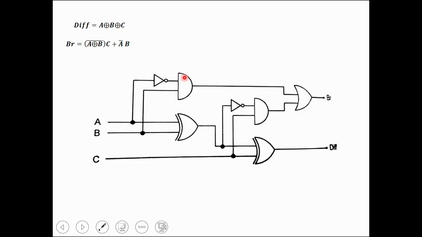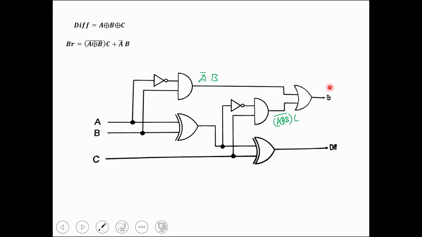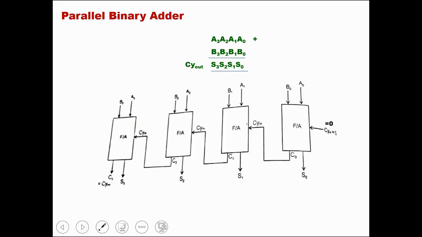For borrow, we have to get A XOR B bar into C plus A bar B. So the first AND gate, we give the input from A and B. A is given to the NOT gate. Output of the NOT gate is given to the AND gate. So here we are getting A bar B. In the second AND gate, we are getting A XOR B into C. Finally, these two expressions are combined to give the borrow output. So using this circuit, we can perform full subtraction. That is, we can subtract 3 bits.